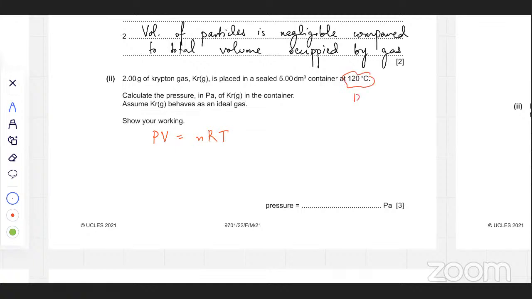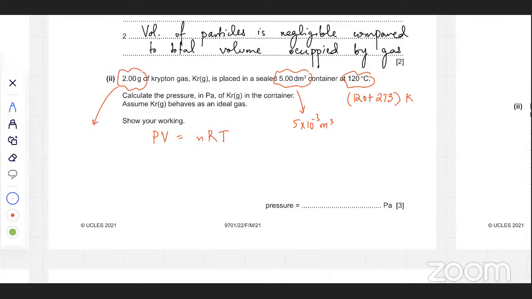So it's going to be 120 plus, you're going to add 273 to it. So that's your Kelvins, temperature in Kelvins. Volume should be in meter cube. So if you want to convert dm cube to meter cube, that's going to be 5 times 10 power minus 3 meter cube, divided by 1000. And krypton is a gas, so you have to convert that into moles.